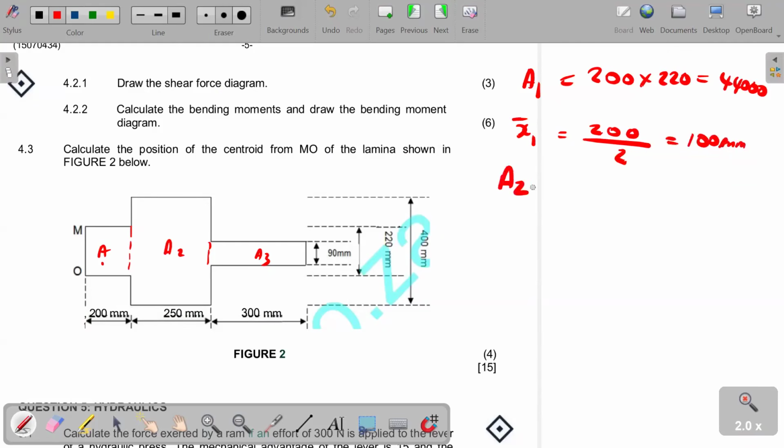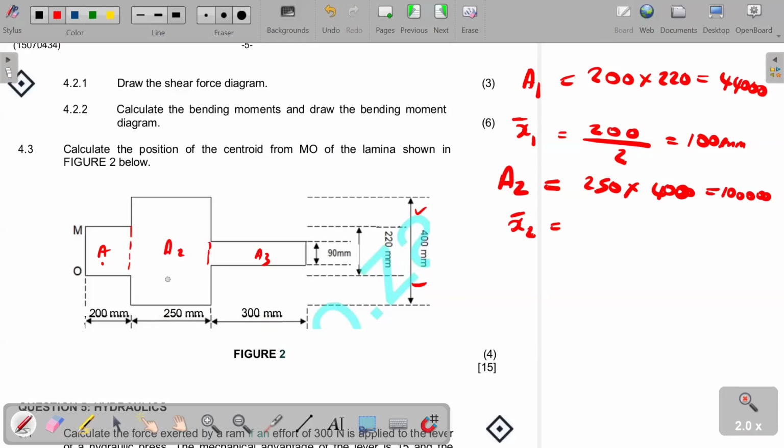Then moving on to A2. A2 shall be given by the area of this, that's 250 multiplying 400. So of course, that's the length we've been given here, multiplied by 400. And that in turn gives us 100,000 square millimeters. Okay, so then it means we now want X bar 2, right?